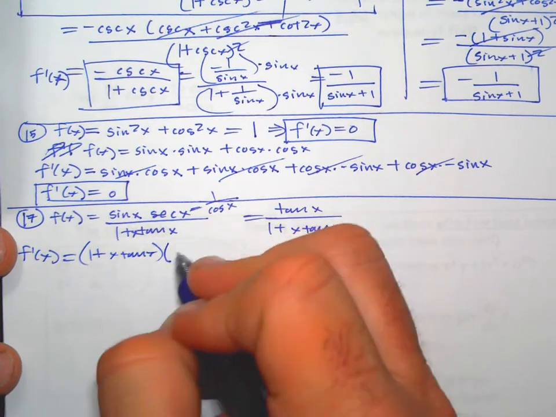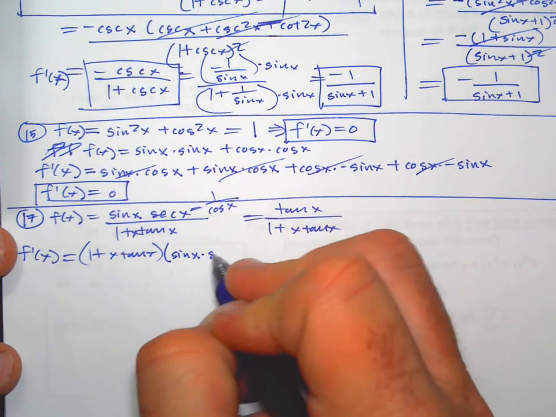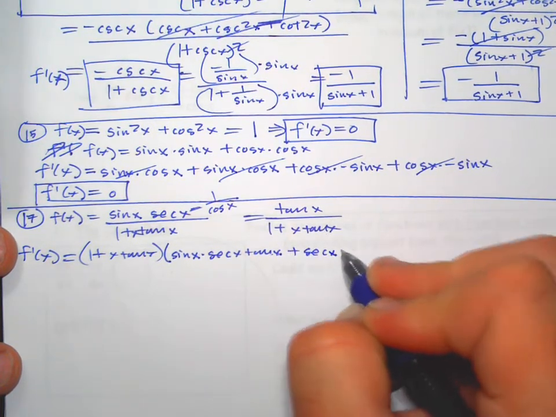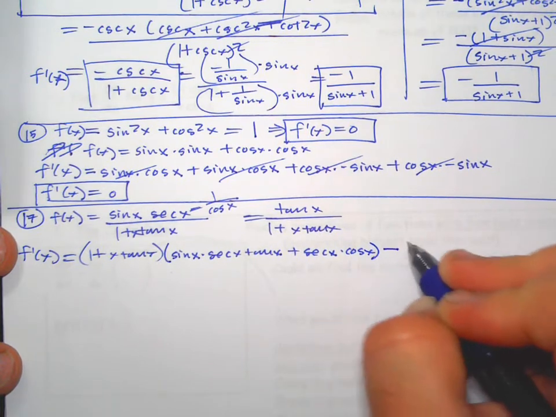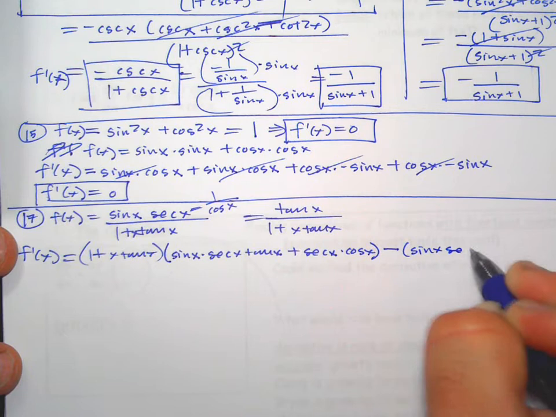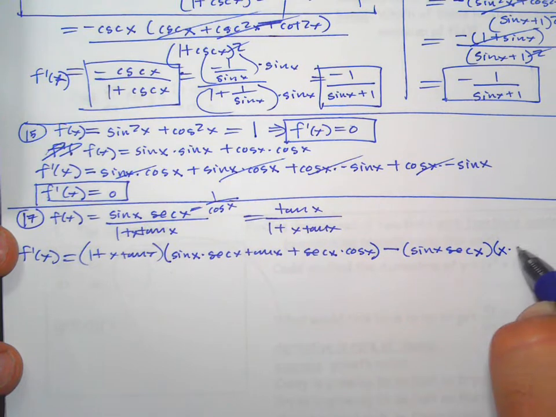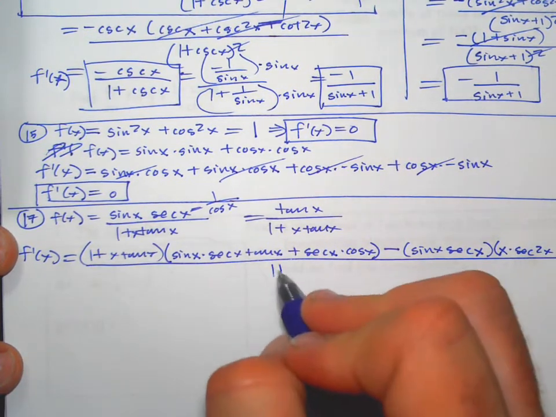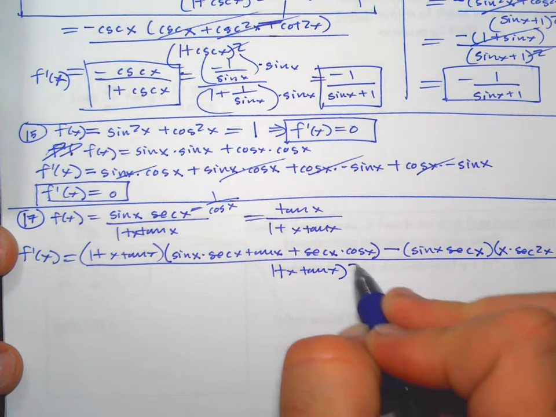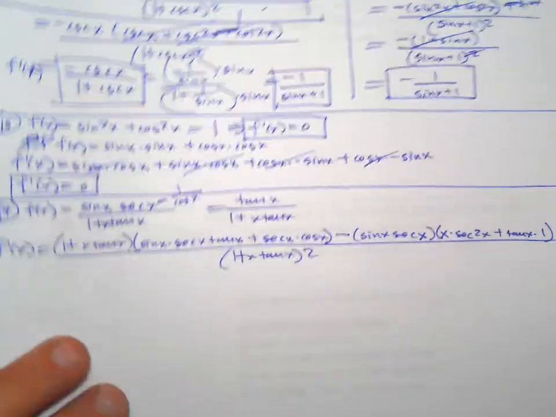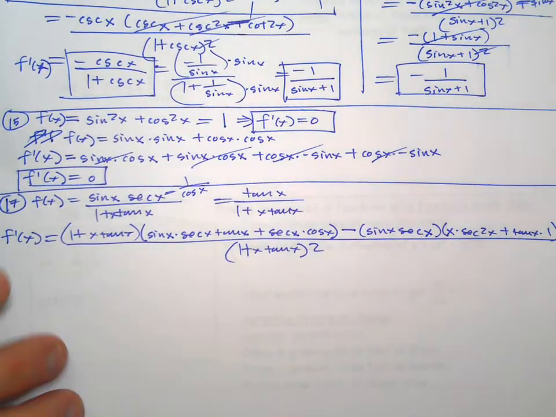d high. Now d high is going to be sine x times the derivative of secant, which is secant tangent, plus secant times the derivative of sine, which is cosine. So that's low d high minus high d low, which is going to involve a product: x times the derivative of tangent, which is secant squared, plus tangent x times the derivative of x, which is 1, all over low squared. Wow, that's nice. So then we would try and clean it up.